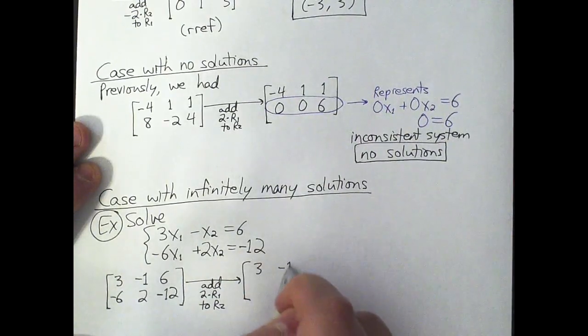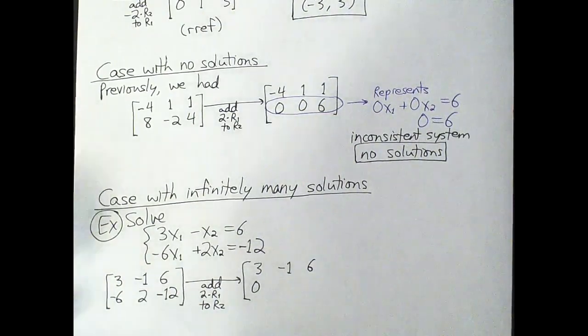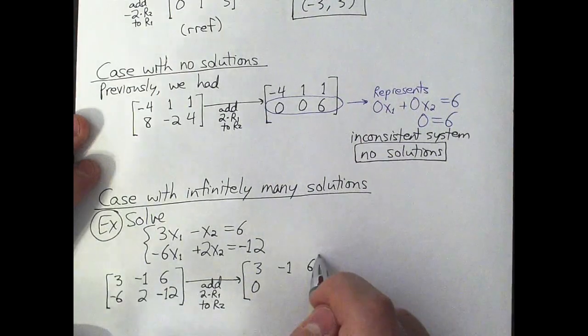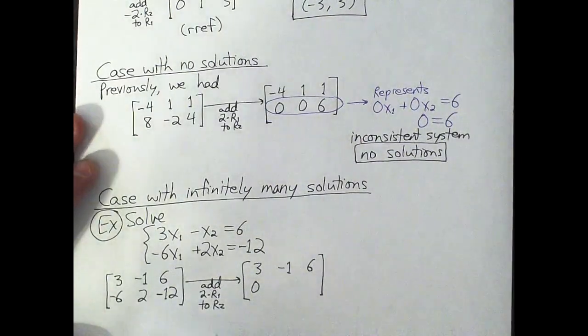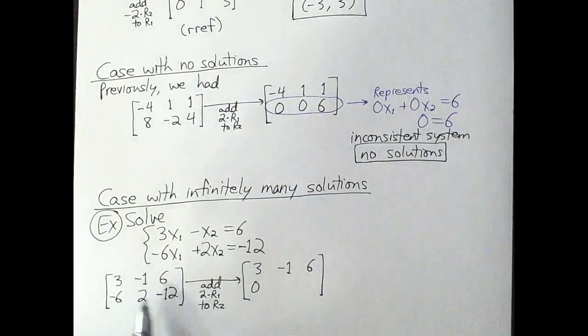I'm doing that to get rid of the negative 6. You get a 0 there. But as you know, as a consequence, a side effect of doing that, we also have to do that to all the other entries in that row. I mean, the negative 6 is the one that I was targeting, but we need to change the 2 and the negative 12 appropriately.